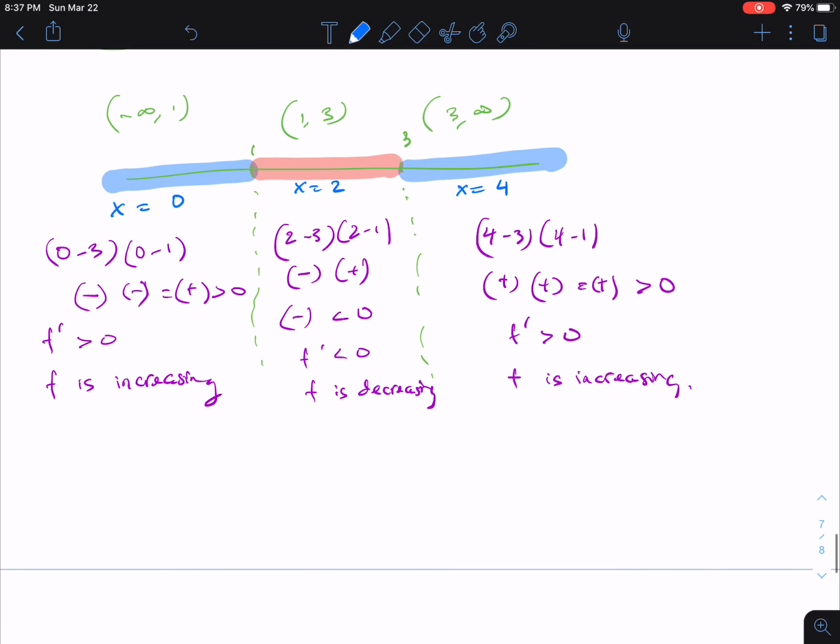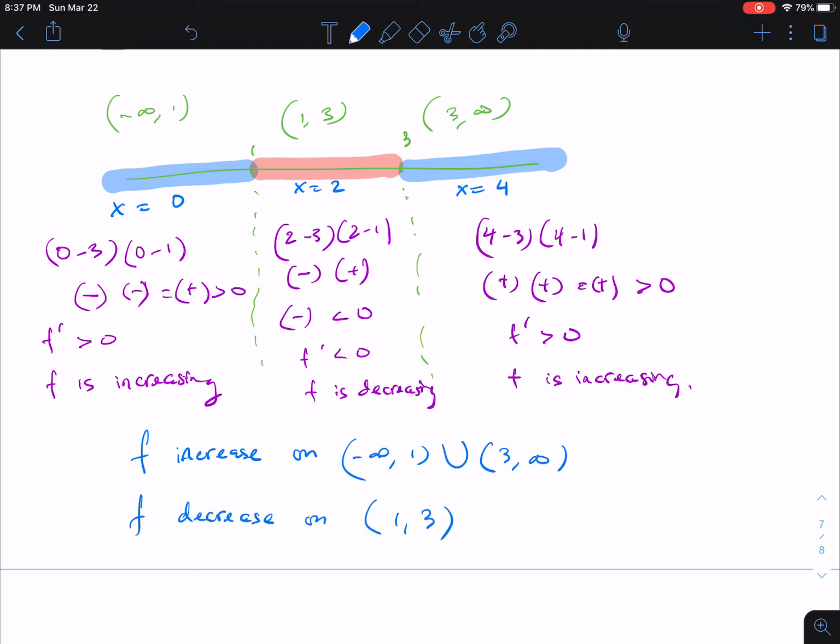So we said f increases on negative infinity to 1 union 3 to infinity, and f decreases on 1 to 3. So those are the intervals where the function is increasing and decreasing. So that's just part A.